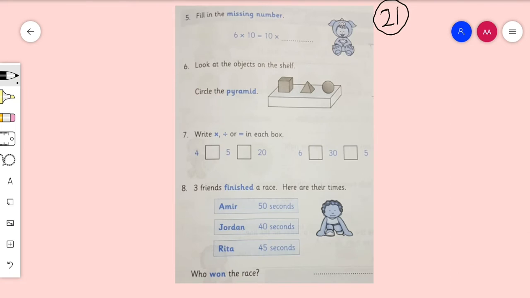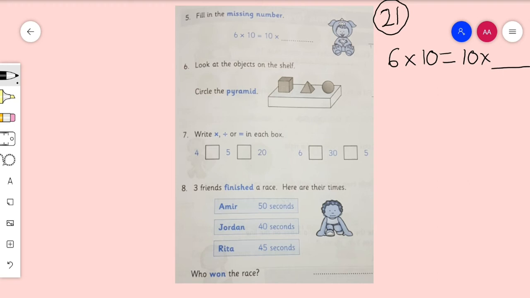Now we're going to do page number 21. Question number 5. It says, fill in the missing number. 6 times 10 is equal to 10 times something. Let's write it out. 6 times 10 is equal to 10 times something.